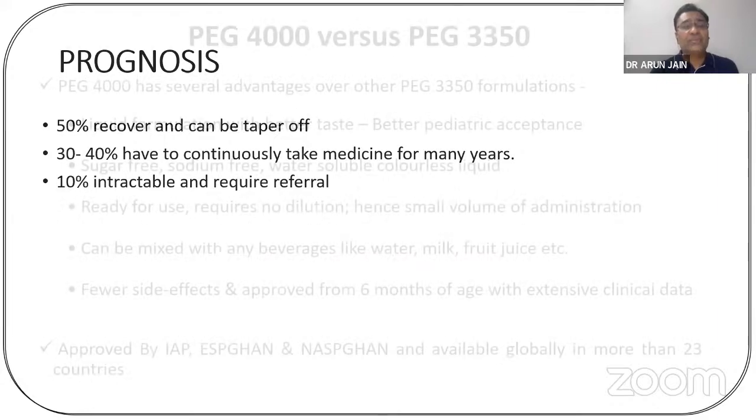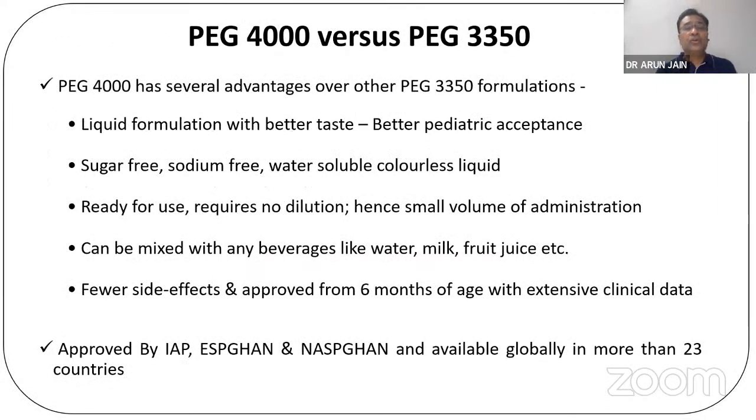of a case of functional constipation. Now, two salts, as we have told, are available in the market, PEG 4000 or PEG 3350. Now, PEG 4000 has several advantages over PEG 3350. PEG 4000 is a liquid formulation, better taste, better pediatric acceptance, sodium free, sugar free, water soluble colorless liquid, ready for use, doesn't require dilution.